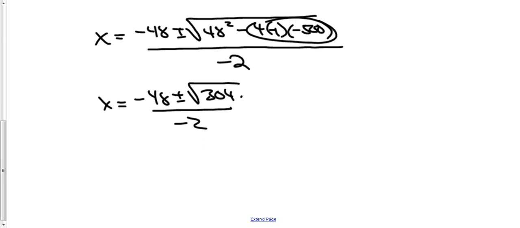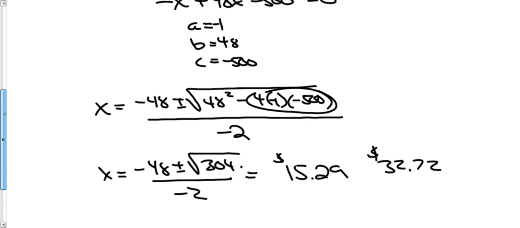Okay? Anyway, so now solving this gives me 2 answers. It gives me 15.29 and 32.71. Okay? So we have 2 answers. We have the 2 places where this quadratic crosses the x-axis.